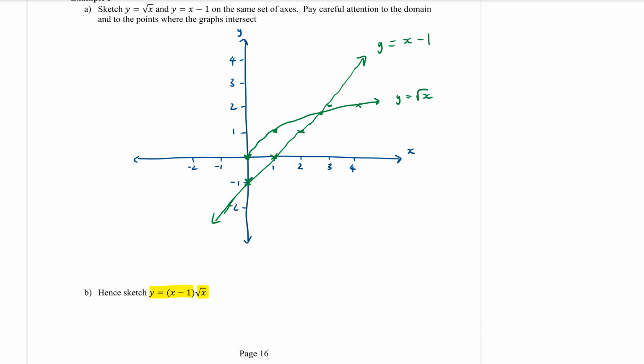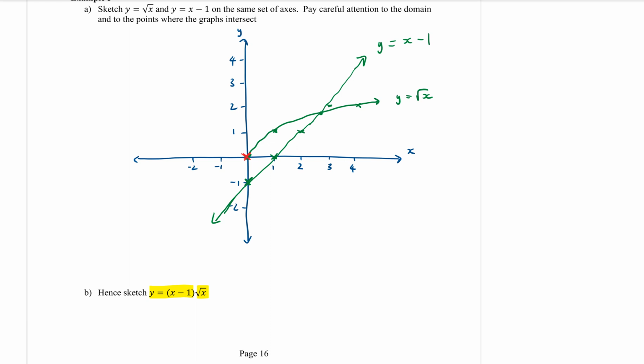Now, because the graph of square root of x doesn't exist on the left-hand side of the y-axis, then the product of those two graphs is not going to exist there either. Both of the graphs have to be present. So, starting at x equals 0. At x equals 0, I'm multiplying the y values, so it's 0 times -1. 0 times anything is still going to be 0, so it's going to start here at the origin again.